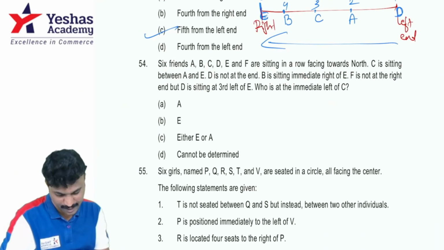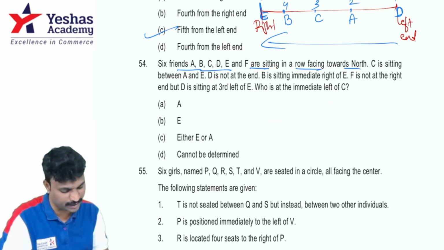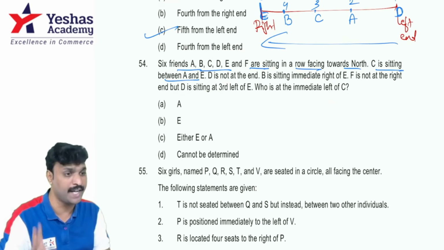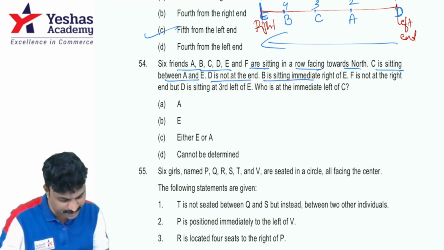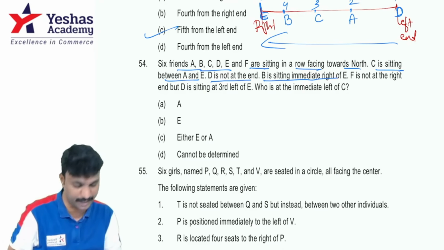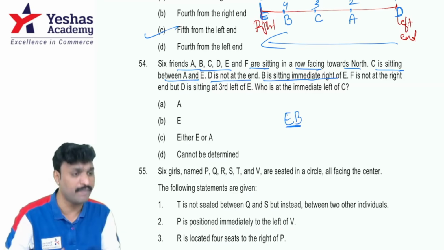54th question, guys. 6 friends A, B, C, D, E, F are sitting in a row facing towards north. C is sitting between A and D, not a sure statement. D is not at the end, not a sure statement. B is sitting immediate right of E. This is a sure statement. With respect to E, where is B? Immediate right. So B and E we have marked.